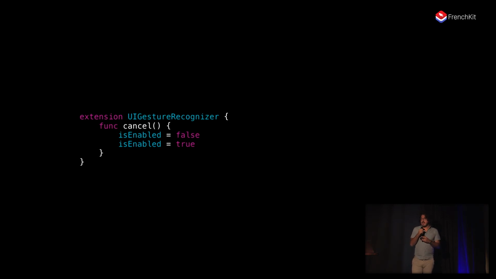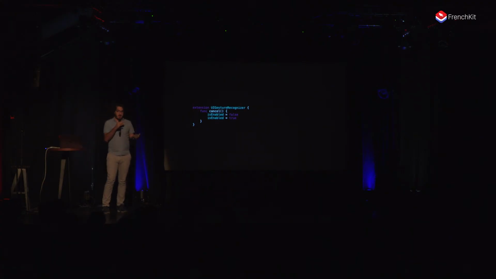Another one that I really like is UIGestureRecognizer has no way to cancel it. And if you go on Stack Overflow, you can find out, well, actually, if you set isEnabled to false and then set isEnabled to true, that will actually cancel the gesture recognizer, which is really nice, but I didn't know that. And this doesn't exist on there, so I can't just type .cancel and see what autocomplete gives me.